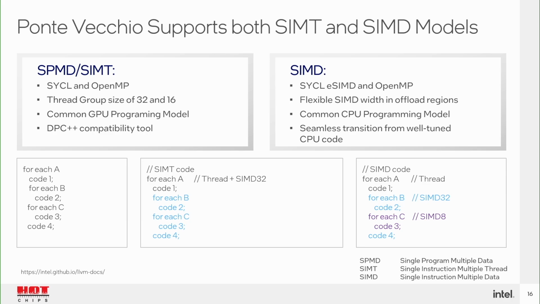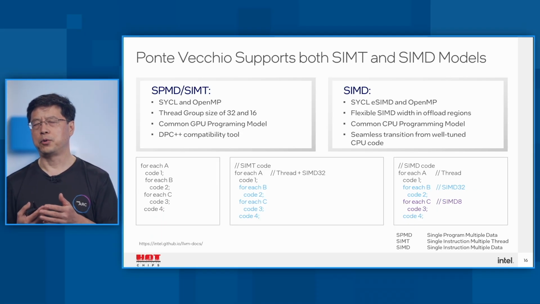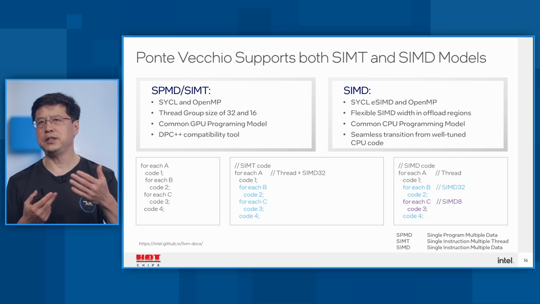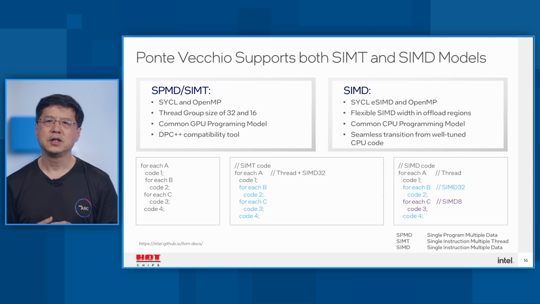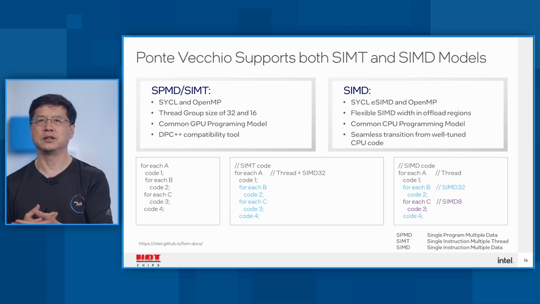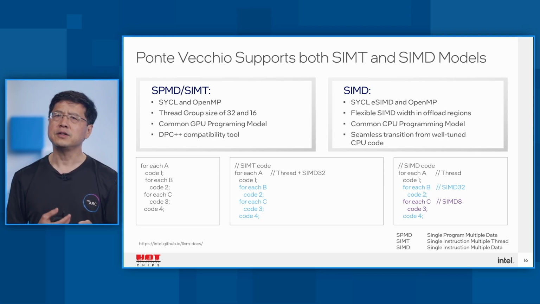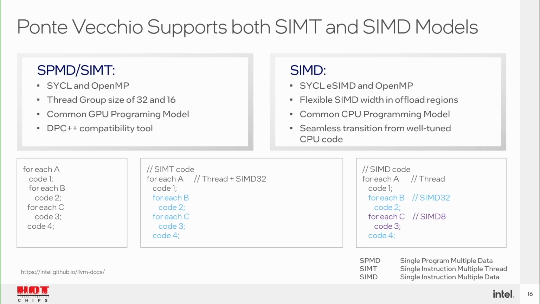We have both a SIMT backend and also a SIMD backend. On the SIMD side, we support programming languages SYCL ESIMD and OpenMP SIMD. And for that, we support flexible SIMD widths, like 8, 16, and 32. This is a very common CPU programming model, and many HPC applications have been written this way. It makes for an easy transition of those HPC applications from CPU to the GPU.